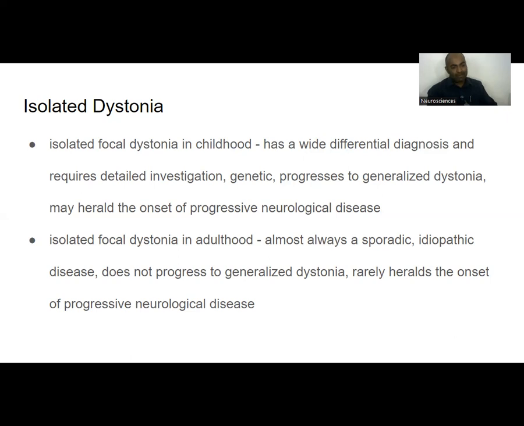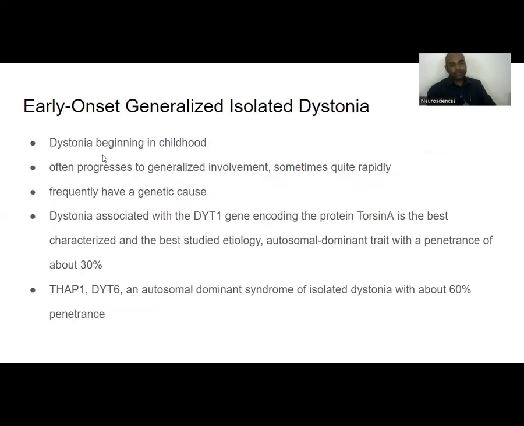Now the same situation, isolated focal dystonia in adulthood. As we know, adulthood focal dystonia is mostly sporadic, idiopathic. It does not progress to generalized dystonia and rarely heralds the onset of any progressive neurological disease. So making a dystonia syndrome is very important.